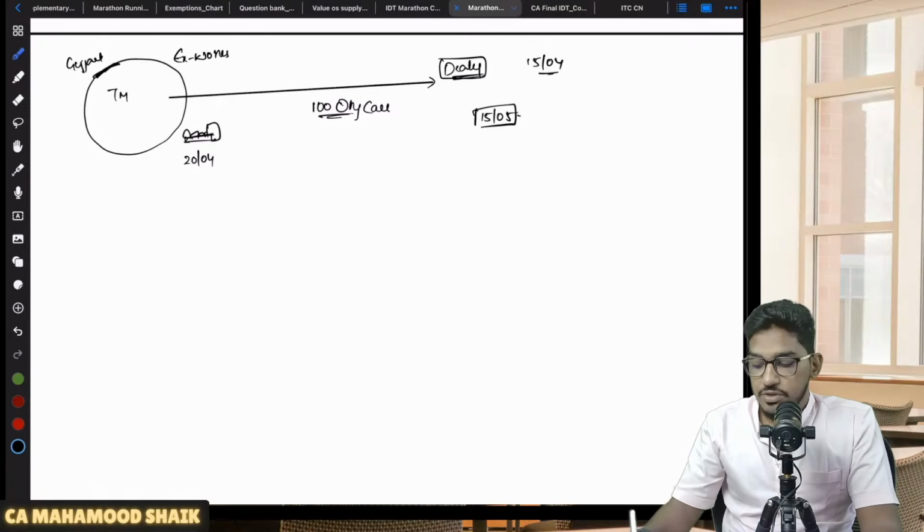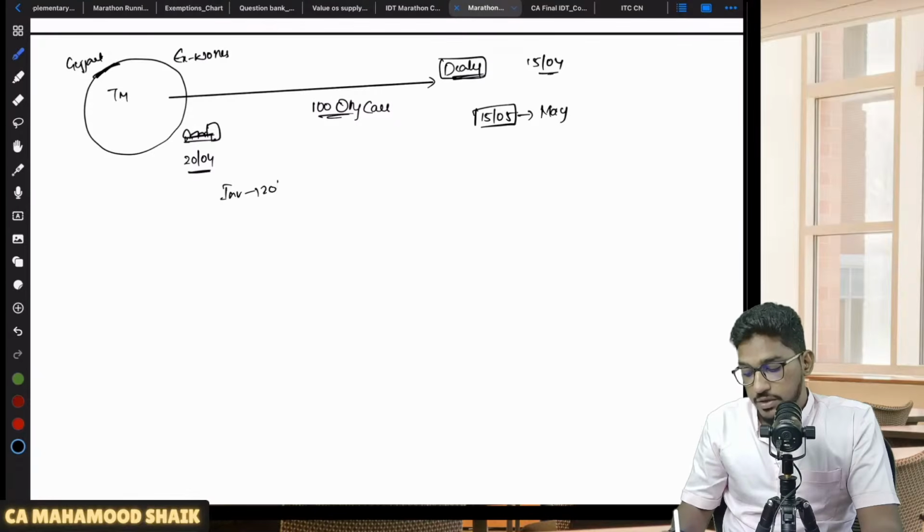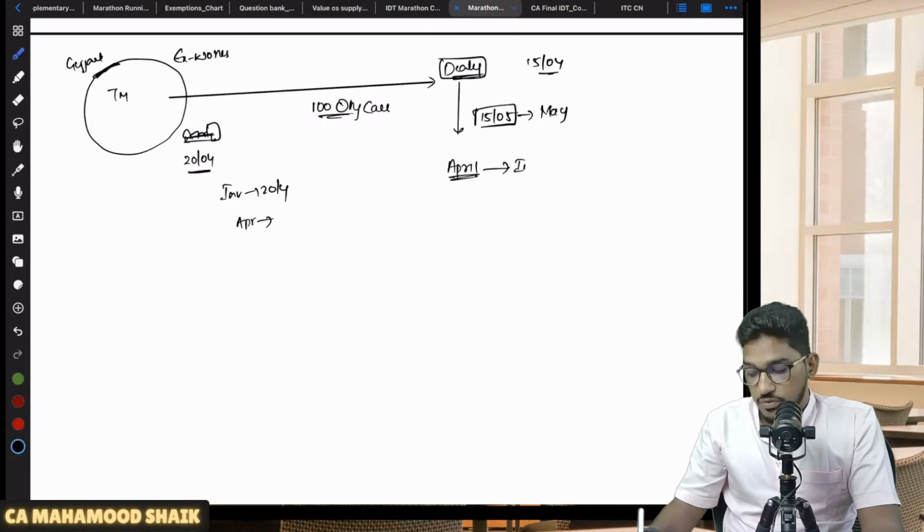When he received the goods on 15th of May, that means he received the goods in May. Let us say, for example, the invoice was given on 20th of April only, and this was declared in the supplier's April month return, filed on or before the GSTR-1 due date. That means this will become available. From the dealer's perspective, while filing the return for April, he will have the invoice, and in his GSTR-2B the amount of ITC is also getting reflected.